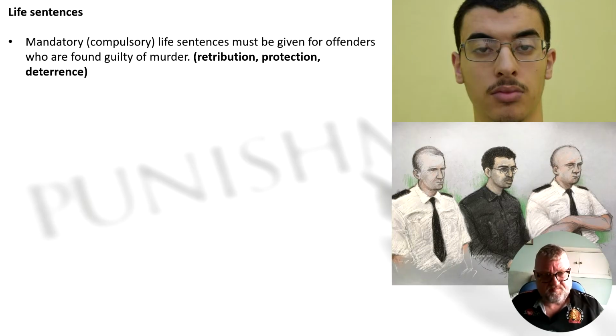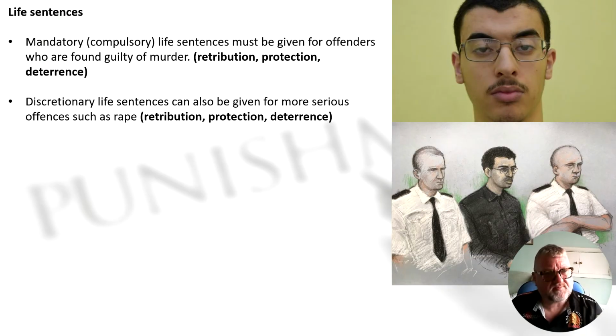Mandatory life sentences have to be given for anyone who's found guilty of murder. So if you are convicted of murder, you will be given a life sentence. So retribution, protection, deterrence if you murder someone. Discretionary life sentences can also be given for more serious offences such as rape. So again, you've got retribution, protection and deterrence.